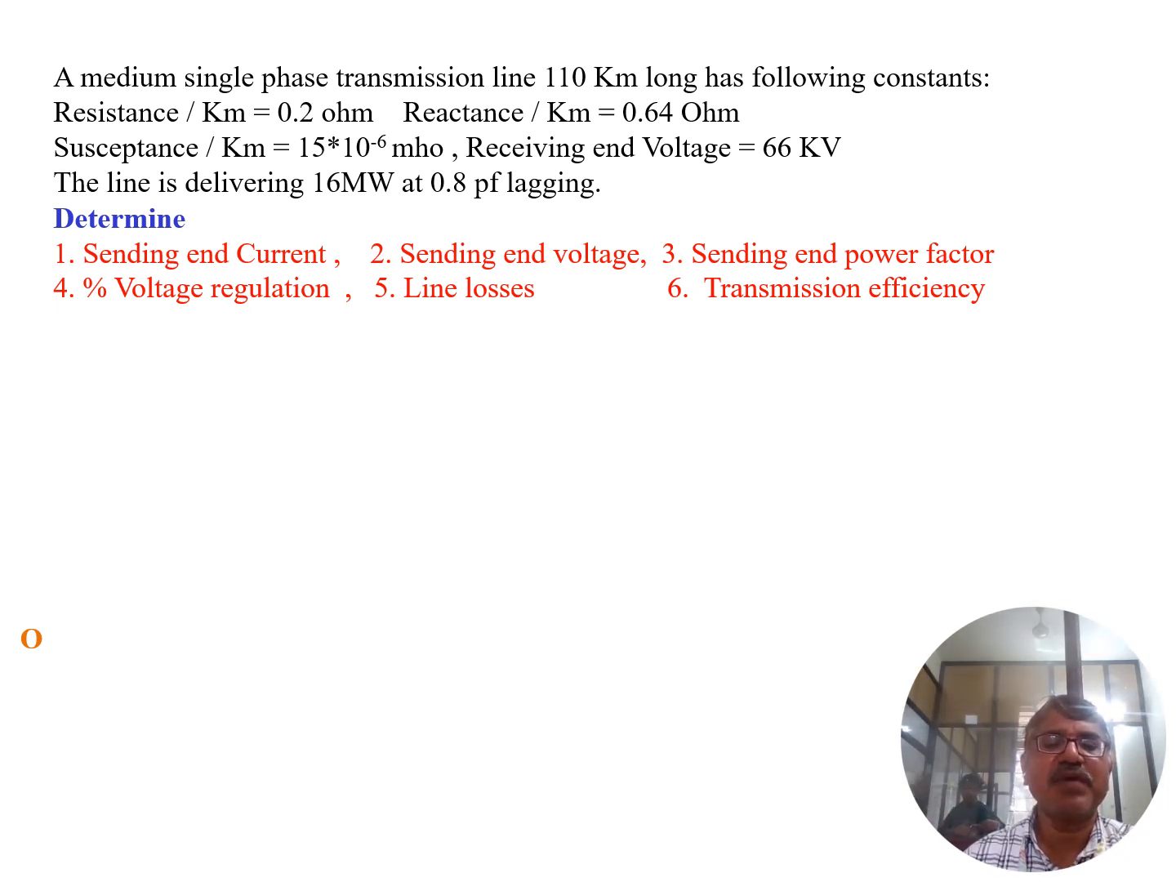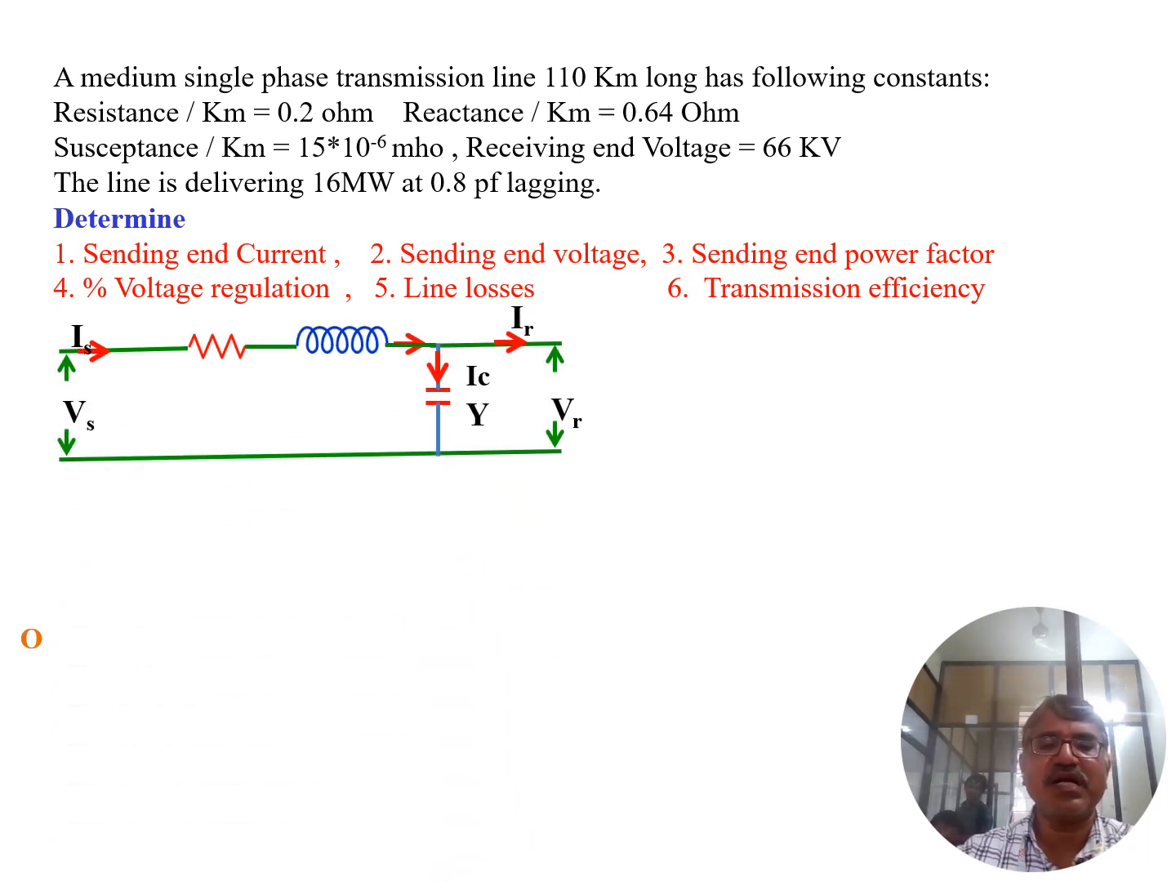For the calculation of the parameters, initially we have to consider the end condenser network. A network is called the end condenser network when the total shunt capacitive admittance of the transmission line, represented by Y, is connected across the receiving end terminals.